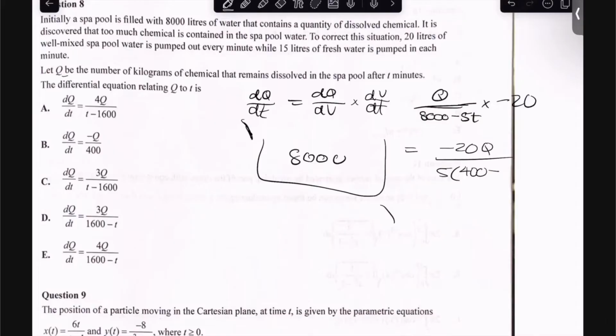5 into 80 is 1,600, not 400. Minus t, and that is negative 4Q on 1600 minus t. So if you cancel the negative, that gives you a.